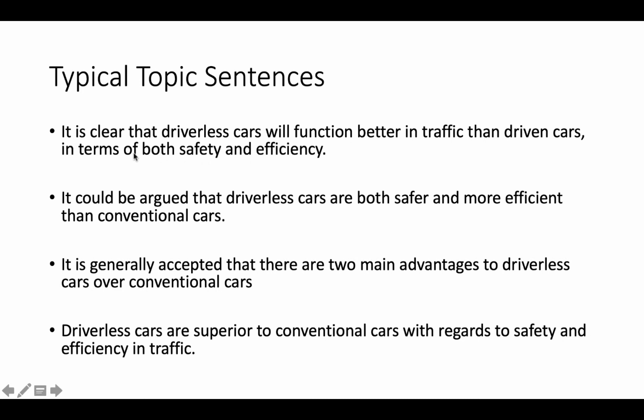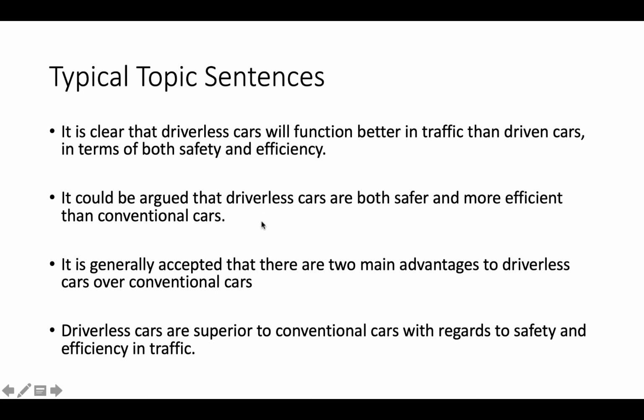Each topic sentence should have a topic. So in the topic sentence, it's driverless cars, and this is about driverless cars. It should have a topic and a viewpoint. So the topic is driverless cars and driven cars. You could include that if you wanted to as well. And the viewpoint is that driverless cars function better in traffic for safety and efficiency.